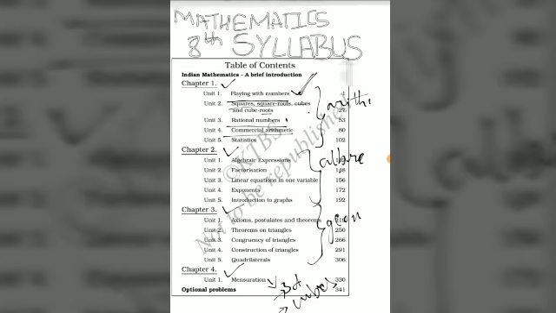Overall, to tell which are the difficult chapters in this 8th syllabus, I would say commercial mathematics, it's all about formulas. If you know the formulas, you can easily deal with it. So there's no difficulty in commercial arithmetic.